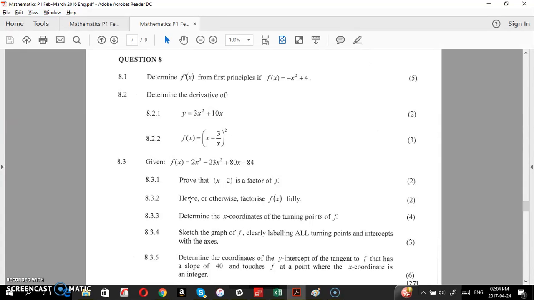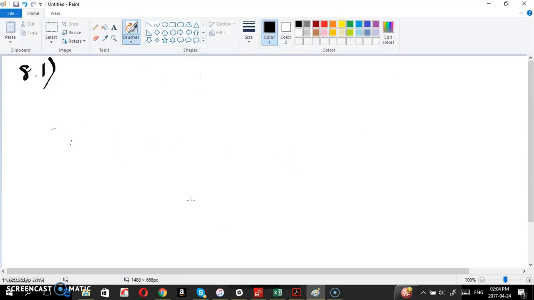We're now at question 8, which is differential calculus. If we look at 8.1, it says determine f dash at x from first principles if f of x is equal to minus x squared plus 4. So let's see if we can attempt this on the whiteboard. We know that f as a function of x is equal to minus x squared plus 4.